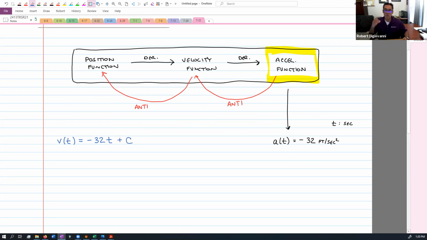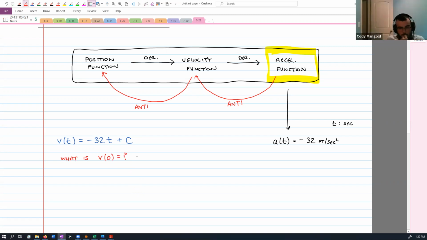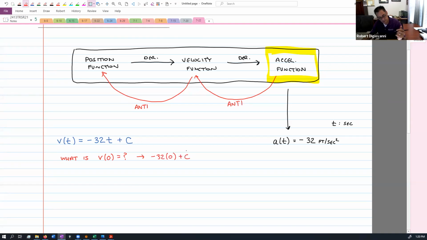Now, I know no information right now about any velocity at any point in time. We haven't been given that, but watch this. This is pretty badass. You tell me, what is v of 0 equal to? What would happen if you plug 0 into that? You just get negative 32 times 0 plus c, which equals c.